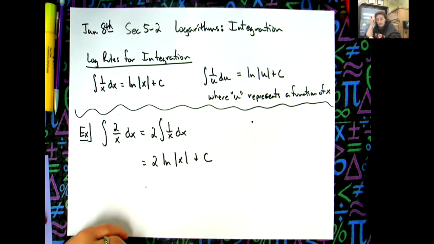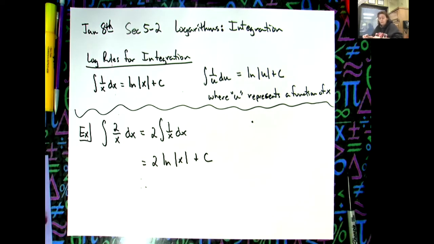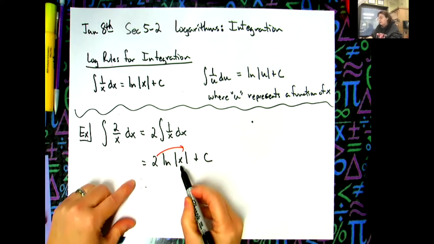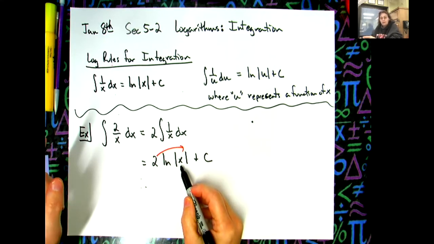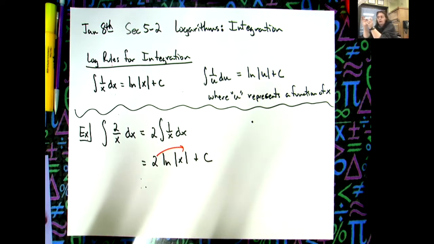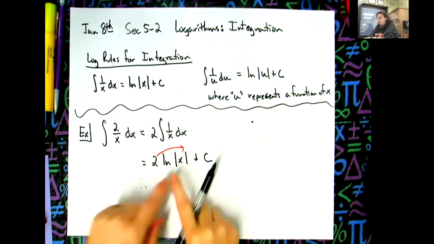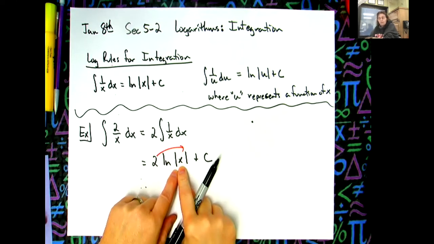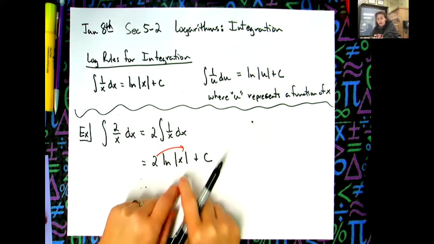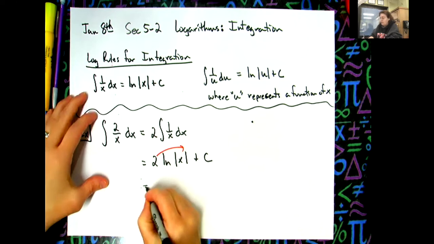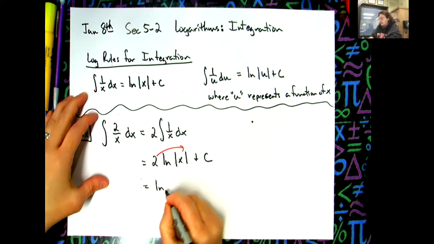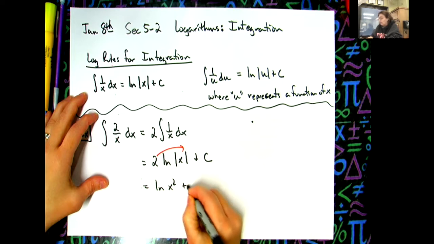But we know our laws of logarithms, which basically says we can move that 2 back up there. Well, what happens when I square x? If I have a number and I square it, what's the sign of that answer always going to be? Positive. And this says absolute value of x, which is always positive. So in this scenario, the only time that I could, if I wanted to, drop the absolute value bars is because I'm squaring x. So natural log x squared plus c.